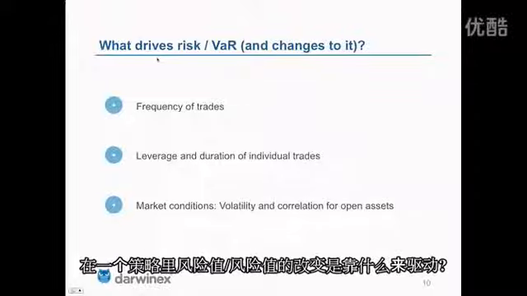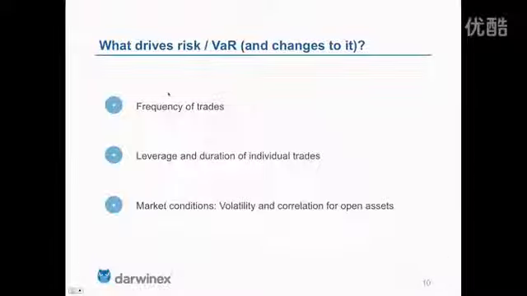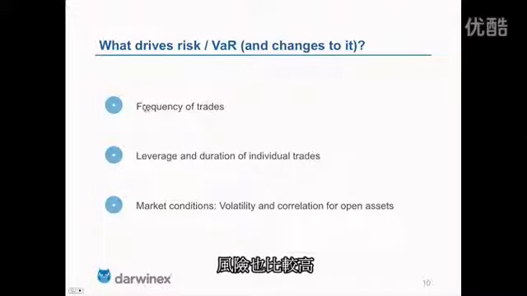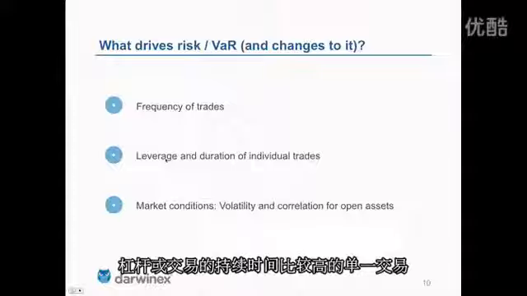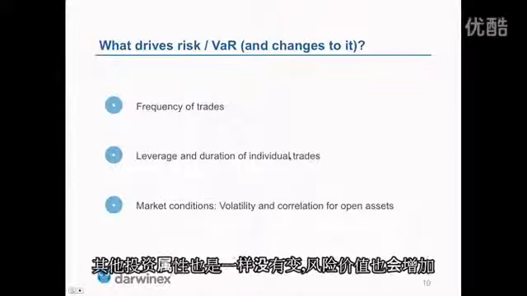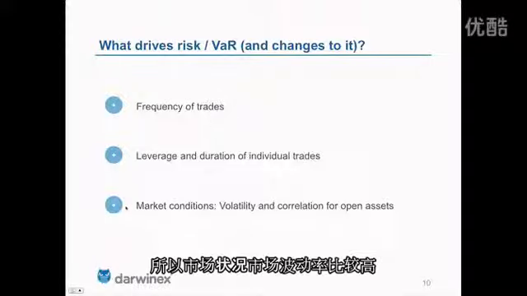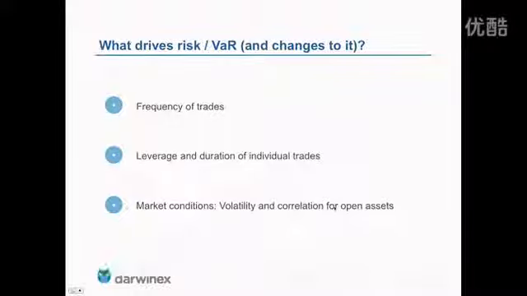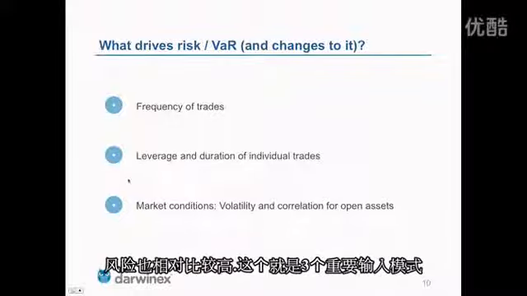So what drives the risk, or the value at risk, and the changes to the value at risk in a strategy? It is related positively to the frequency of trades. The more trades you do, all other things being equal, the higher your risk. The higher the leverage and the duration of your individual trades, all other things equal, will increase the value at risk. And also market conditions. So the higher the market volatility and the higher the correlation between the assets that you usually trade, the higher the risk. Those are the three core inputs.